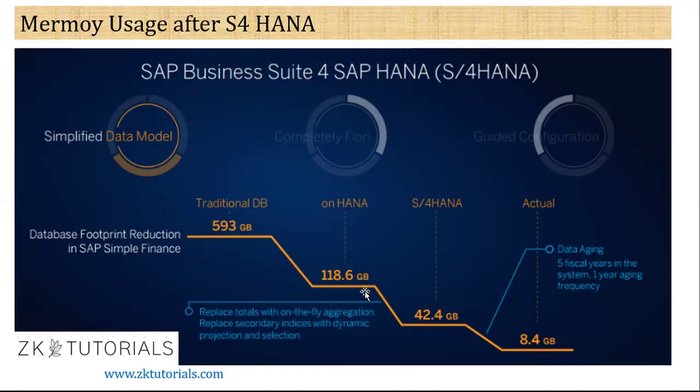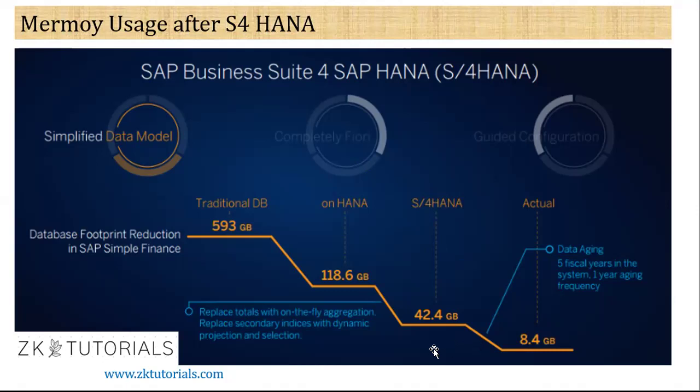Is this clear, guys? So your effective memory, which you typically need, is 118.6 gigabytes when you are going on ABAP on HANA. It is clear, right? But with the S4 HANA simplified data model, removing some tables, adding new functionality, and making all those changes, S4 HANA has further reduced the memory footprint.